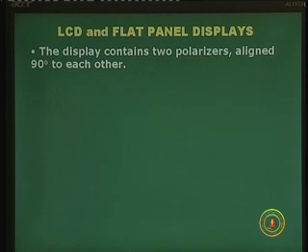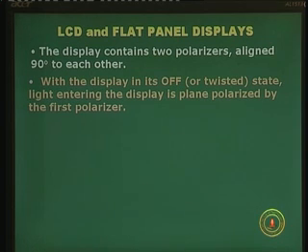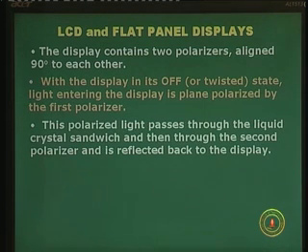Okay. Continuing with that, the display contains 2 polarizers. In fact, we talked about 6 layers, and the task is mainly done by the 2 polarizers and the LCD crystals in between, and the 2 polarizers are aligned 90 degrees to each other. We talked of horizontal as well as vertical polarizers. With the display in its off state, the light entering the display is plane polarized by the first polarizer. Then this polarized light passes through the liquid crystal sandwich, and then through the second polarizer and is reflected back to the display.